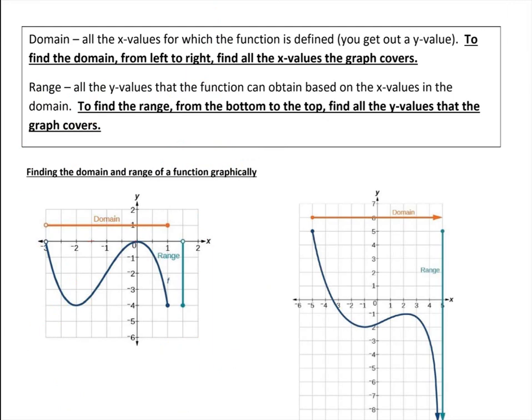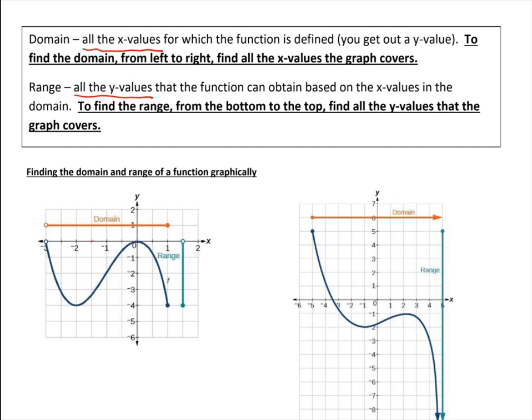All right, so let's take a look at domain and range. To find the domain and range of a graph, the most important thing you need to remember is that for the domain, we're always thinking of the x values. The range, we think of the y values. Whenever you're trying to find the domain, you want to think from the left to the right, find all the values the graph covers. When you're trying to find the range, from the bottom to the top, find all the y values the graph covers. Okay, so let's take a look at what I mean by that.